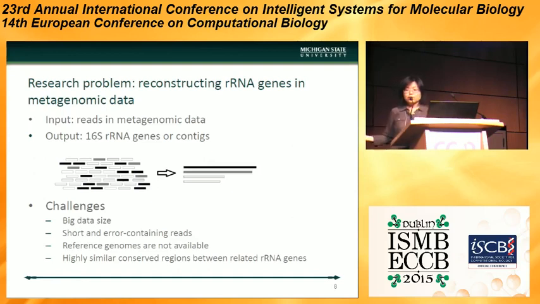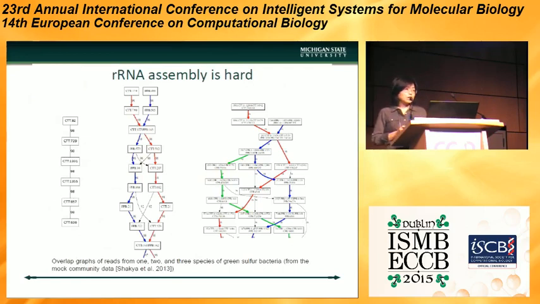So I'm going to give you an intuitive idea about why this problem is very difficult. In this slide, you see three figures, the overlap graph. In each overlap graph, every rectangle represents a node, that is basically a read. And if two reads share a significant overlap, then that overlap is represented by a connection, an edge in the overlap graph. From the left side, we can see the overlap graph for one species, two species, and three species. You can see with the increase of the number of species, this overlap graph becomes very complicated.